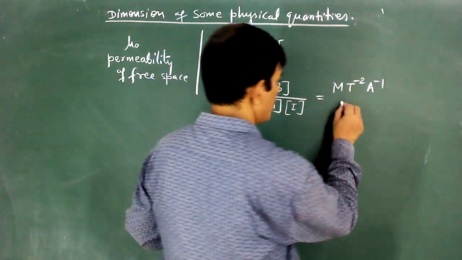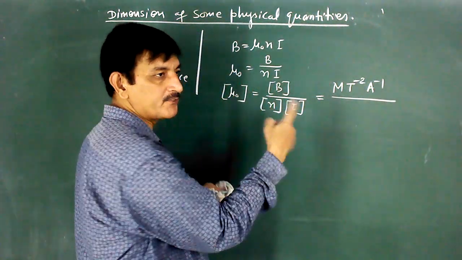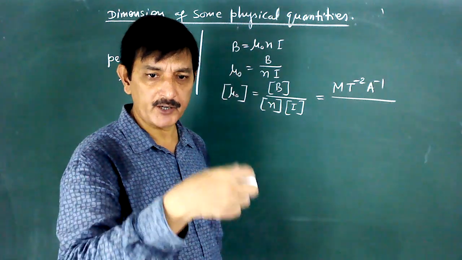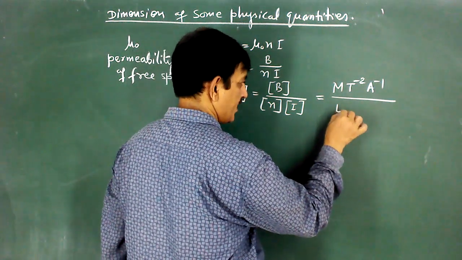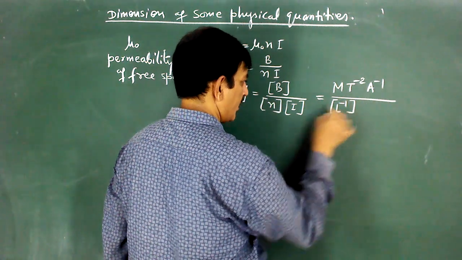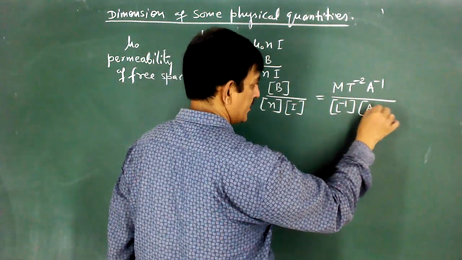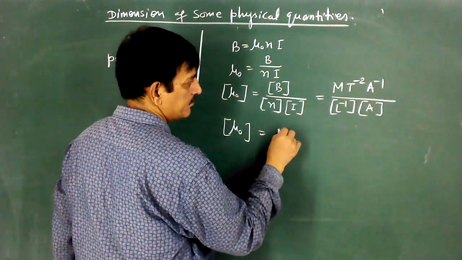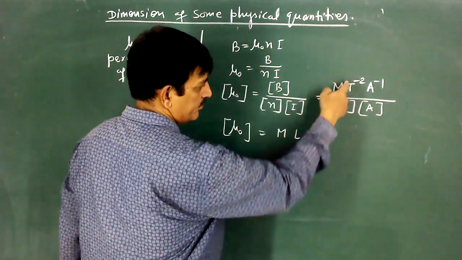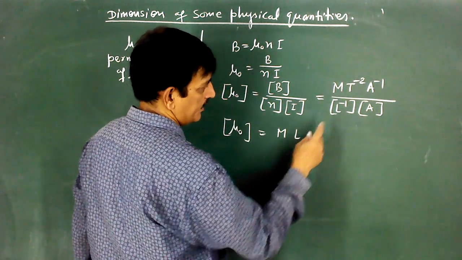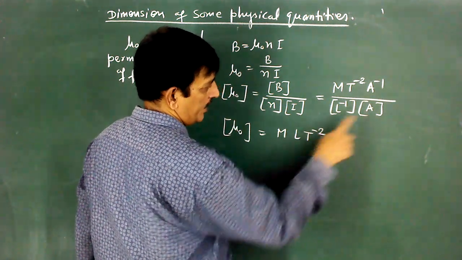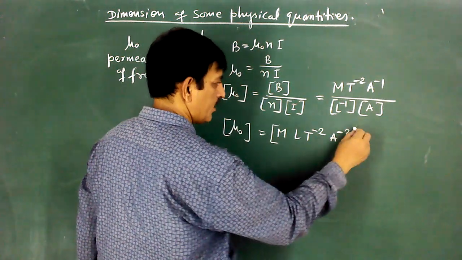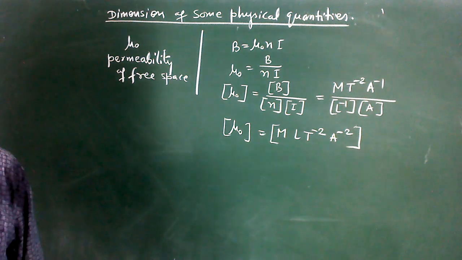Now what is the dimension of n? It is number of turns per unit length. Number of turns has no dimension. Per unit length has dimension, so it has dimension L minus 1. And the dimension of current is A. Therefore we can write dimension of mu naught is equal to M L to the power plus 1 and T minus 2, and A to the power minus 2. So this is the dimension of mu naught, that is permeability of free space.